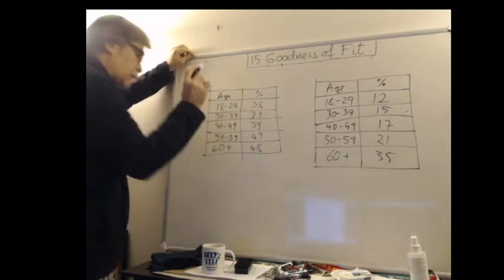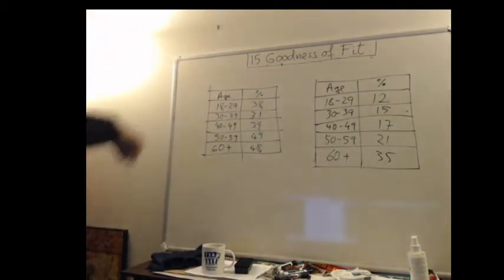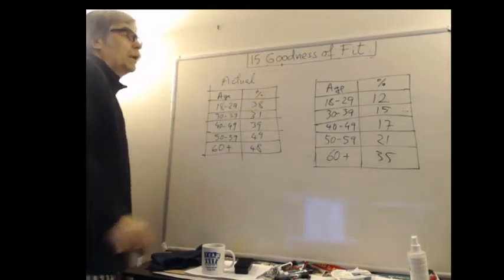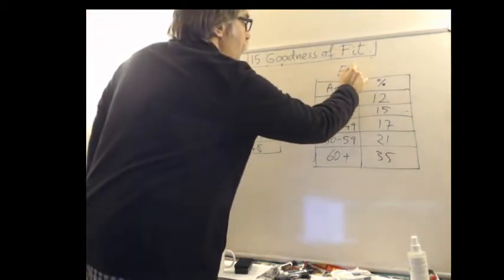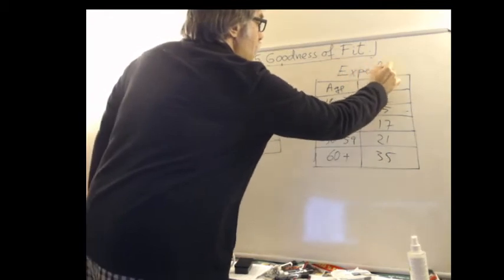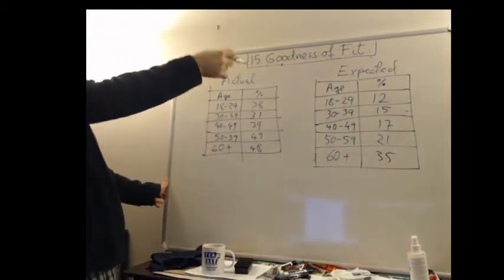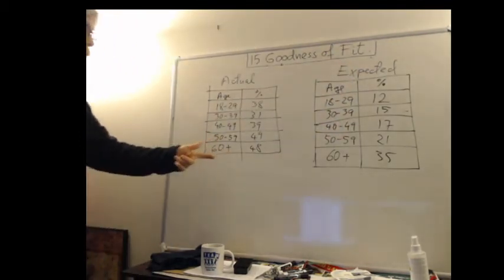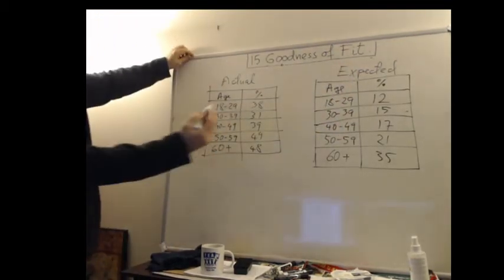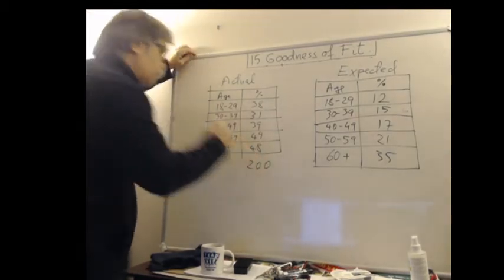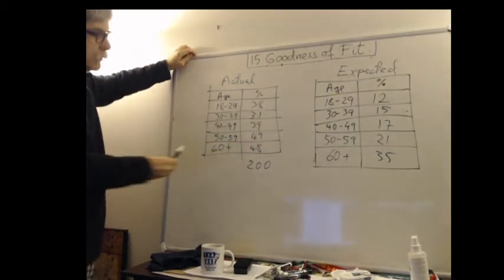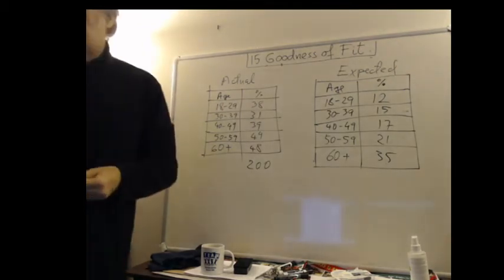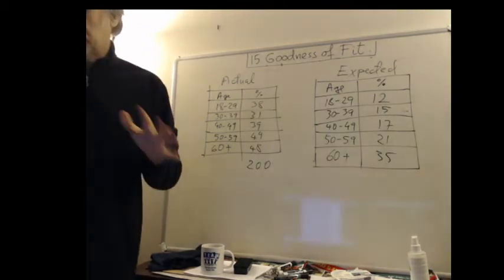This is what I got from my students. So this is the actual, and this is what I expected. What I expected to get. So I wanted to get this distribution. And here, of course, I have 200 people, right? You add those numbers here. They give me a sample of 200 people. They collected a sample of 200 people.